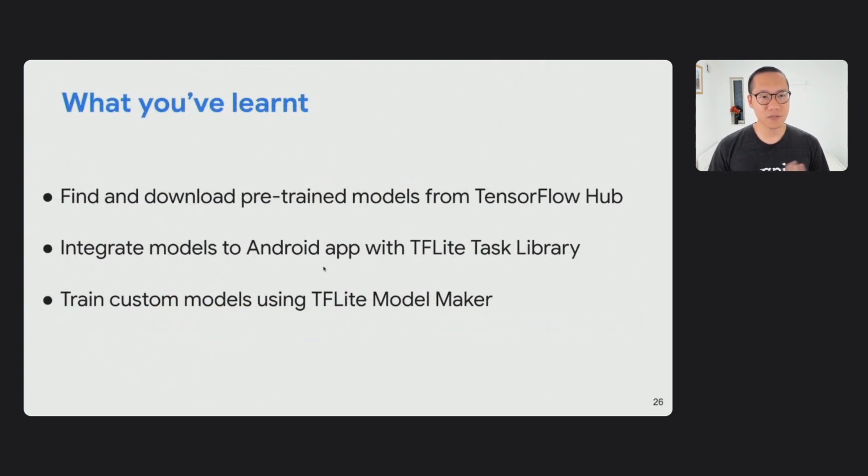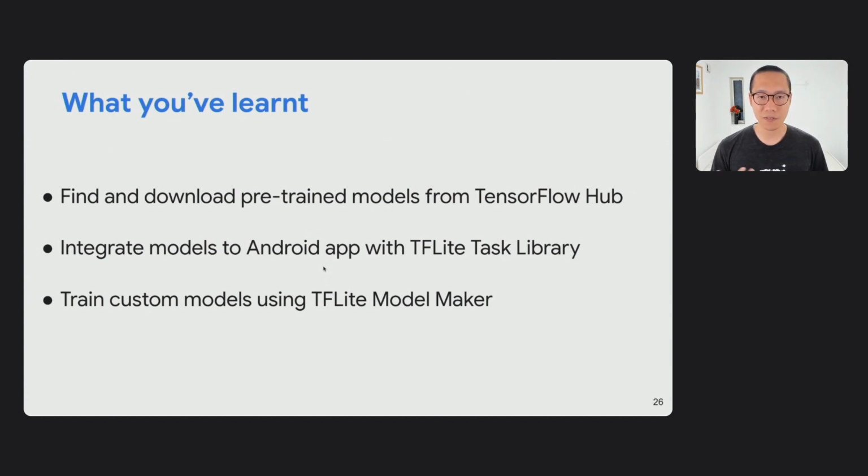We have seen how to find and download pre-trained object detection models from TensorFlow Hub. You can just go there, browse other models, see the different options that you can get, and integrate them back into your mobile app. The second thing we learned is how to integrate TensorFlow Lite object detection models in an Android app using the TensorFlow Lite Task Library in just a few lines of code. And finally, we learned how to train a custom model using TensorFlow Lite Model Maker, and you saw that it's very easy.